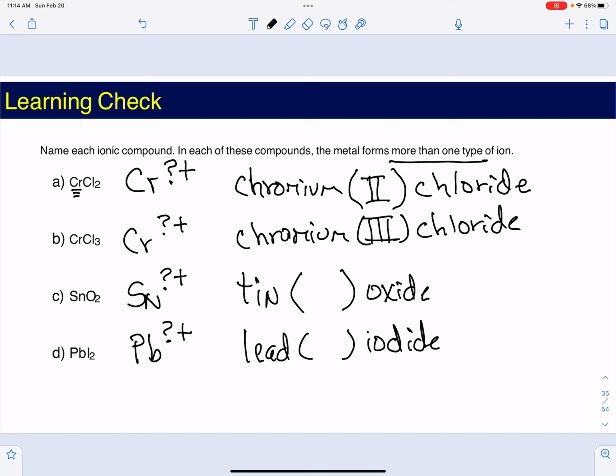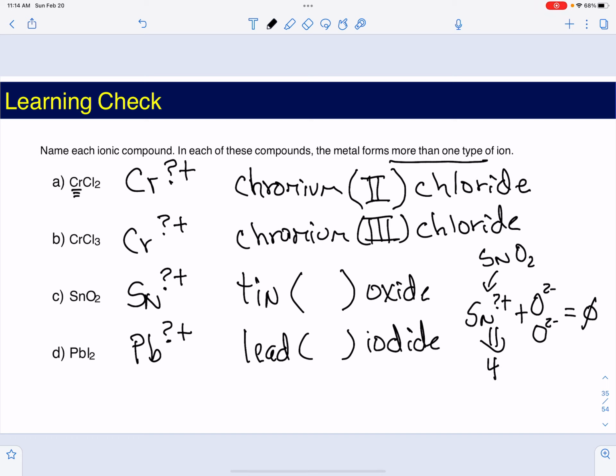And for the tin, we have SnO2. So the tin is, I don't know how much positive, but the oxygen, which is 2 of them, according to the periodic table, should be -2. So all these combined give you 0. So this will have to be 4 plus. So then we do a 4 Roman numeral in there.